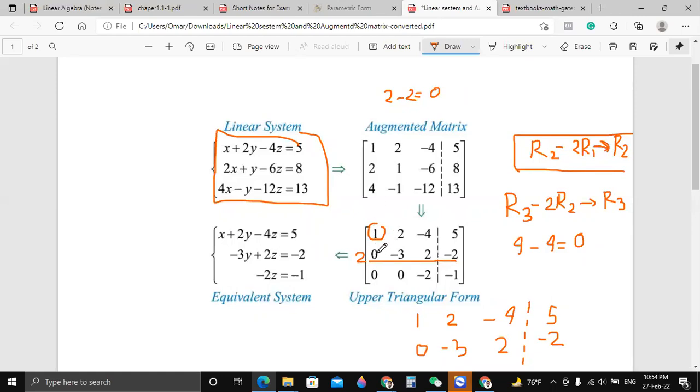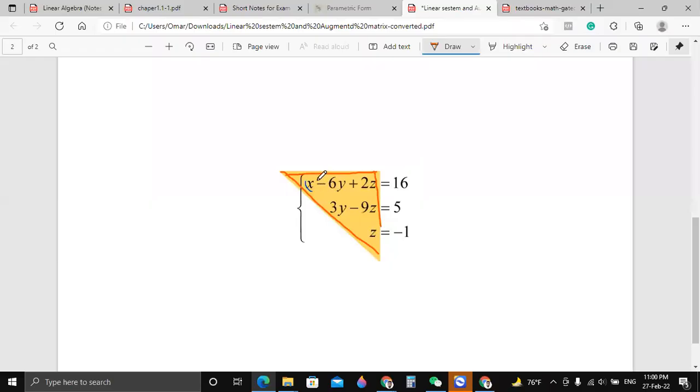2 4. How did we get 0? If I multiply by 2 here or by 4 here, then 4 minus 4 is 0. So we can see an upper triangle here. So what is the benefit of making this?